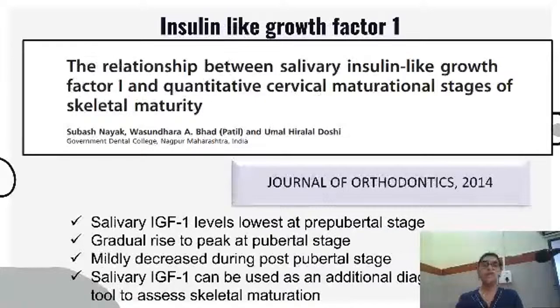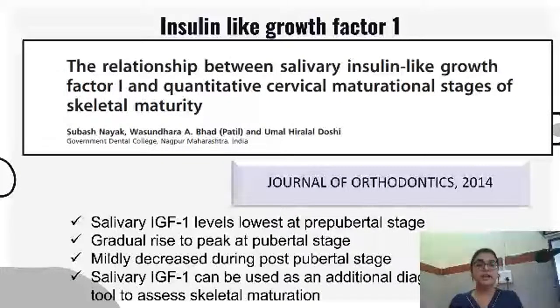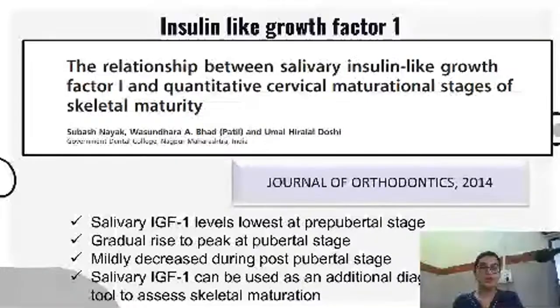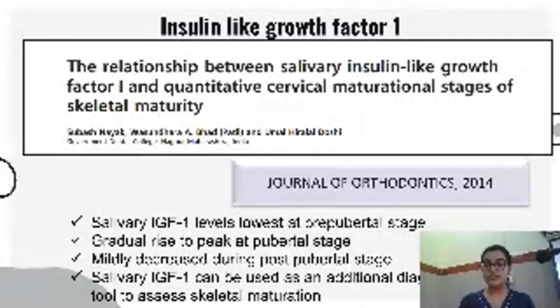Now, the second one is insulin-like growth factor 1. Insulin-like growth factor 1 has been used as an indicator of growth hormone levels, and hence it can also be used as a marker of growth. In the article by Subhash Naik et al., on the relationship between salivary insulin-like growth factor 1 and quantitative cervical maturational stages of skeletal maturity, the salivary IGF-1 levels are lowest at the prepubertal stage, peak at the pubertal stage, and mildly decrease during the postpubertal stage, and hence salivary IGF-1 can be used as an additional diagnostic tool to assess skeletal maturation.